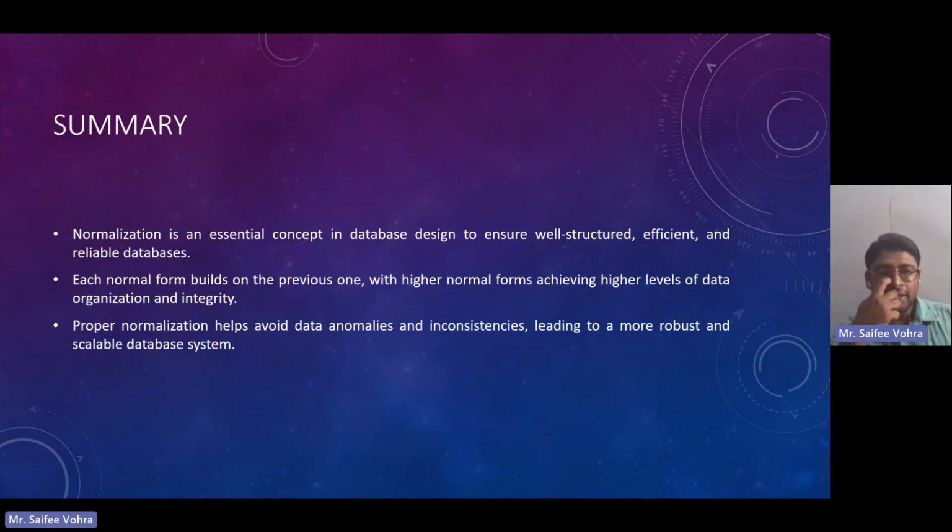So in summary, we can say that normalization is an essential concept in database design which ensures that our database is well structured, efficient, and reliable. Also, each normal form builds on the previous one. So for 3NF, it should be in second NF and so on. Care should be taken in normalization because proper normalization helps avoid data anomalies and inconsistency, leading to a more robust and scalable database system.